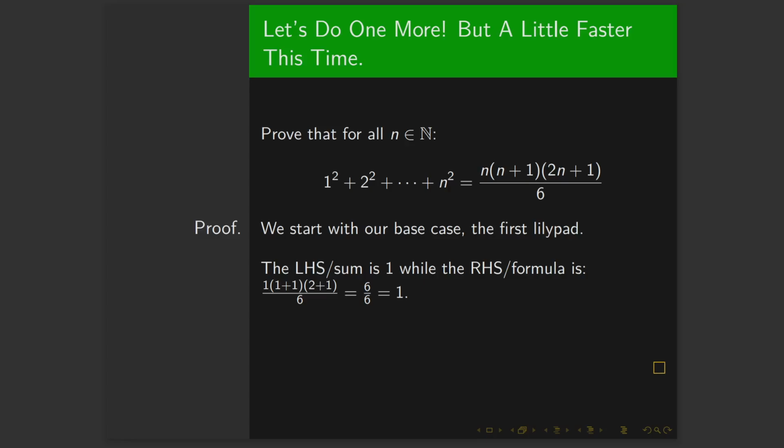1 squared plus 2 squared all the way to plus n squared is equal to n times n plus 1 times 2n plus 1, and this time all divided by 6. The question is, okay, where did I find this? Where did this formula just come from? It just kind of appeared out of nowhere. And that's kind of the beauty of induction. You don't need to know where the formula came from. You just know that it is.